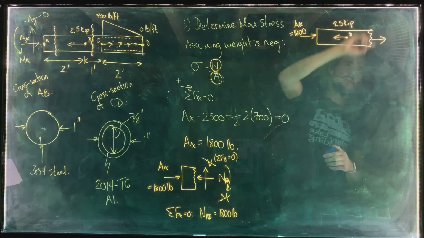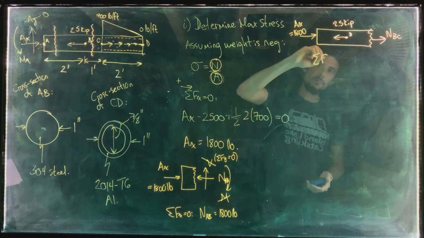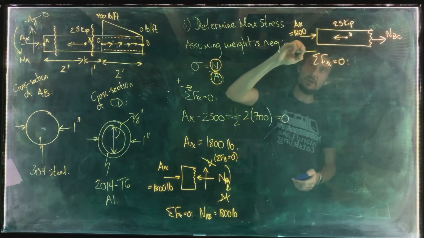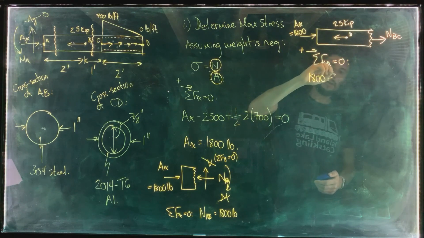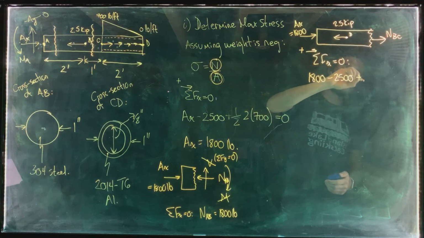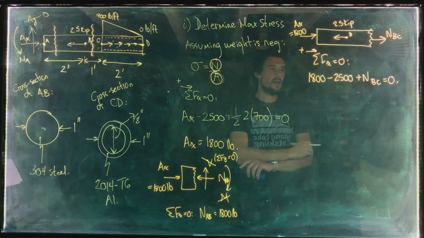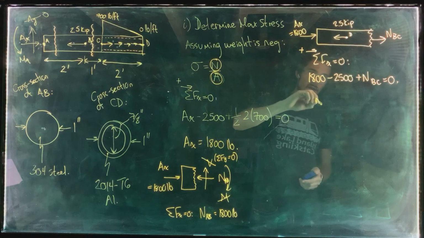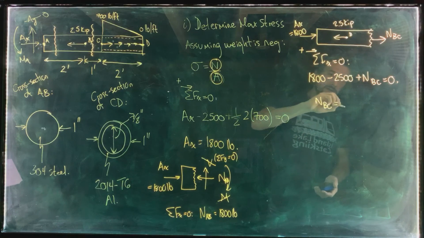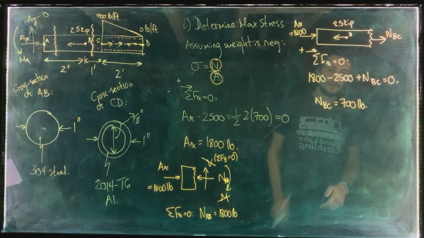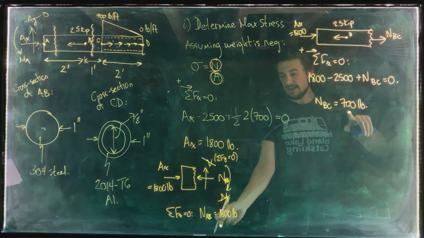And then here we've got NBC, the normal force in BC. Sum of the forces in the x direction needs to equal 0 for this segment as well. So what have we got? 1,800 minus 2,500 plus NBC has to be equal to 0. And that gives us NBC, take 2,500 over the other side, subtract that. That means that this is 700 pounds, right? So the normal force in BC is much lower than the normal force in AB.